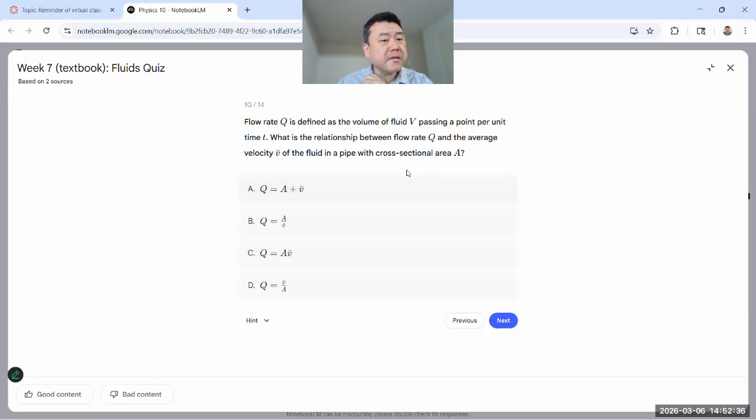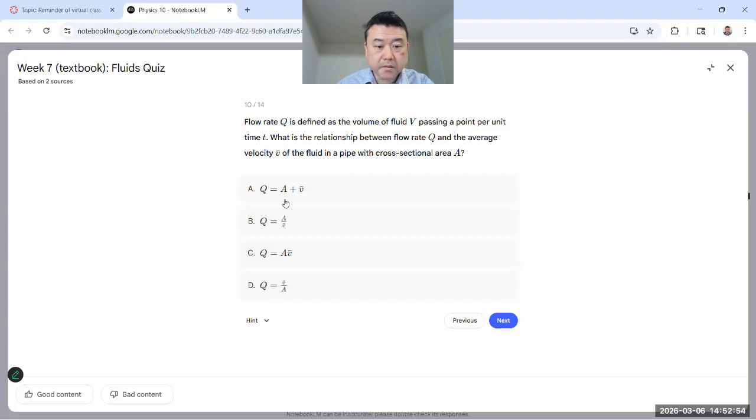Wait, did it give me any rotation questions? I don't feel like it gave me any rotation questions. That is odd. Yeah, that is odd. Flow rate is defined as that.